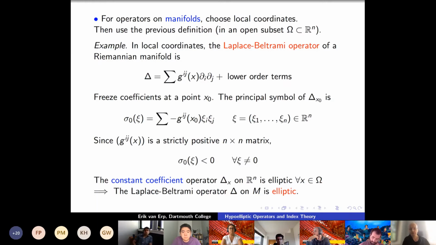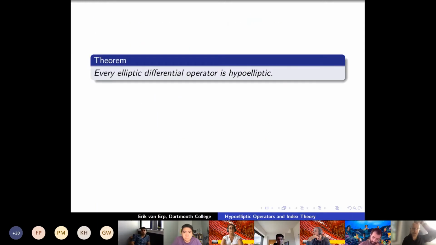All right, so that's the definition. And then we get this theorem, that any elliptic differential operator on a manifold is hypoelliptic. So it has this hypoellipticity property.